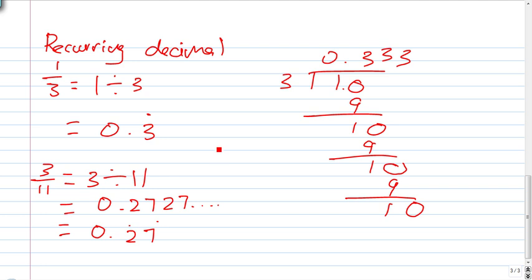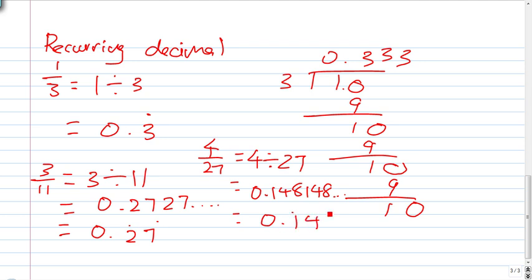Another example would be 4 divided by 27. What I get is 0.148, and it continues on, so I put the dot above 1 and 8. In this case, if there are 3 or more repeating digits, you place the dot over the first and the last repeating digit, just to show that 148 keeps repeating.